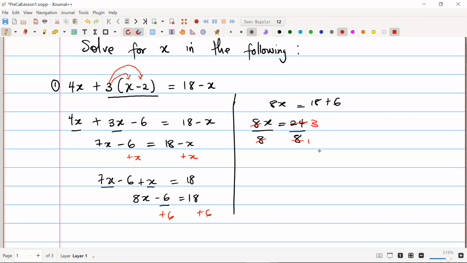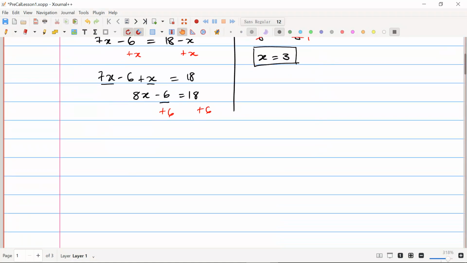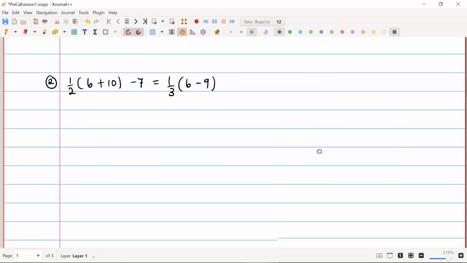Okay, so I will have x equals 3, and that is the solution. Okay, that is how you solve this kind of problem. I hope you understood the process. Now let's go to another kind of problem and see how it goes.